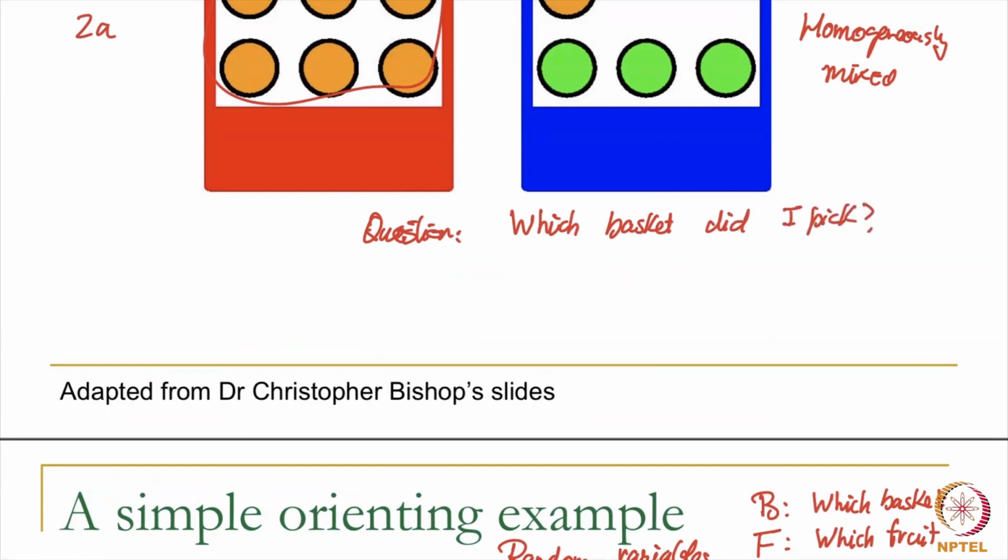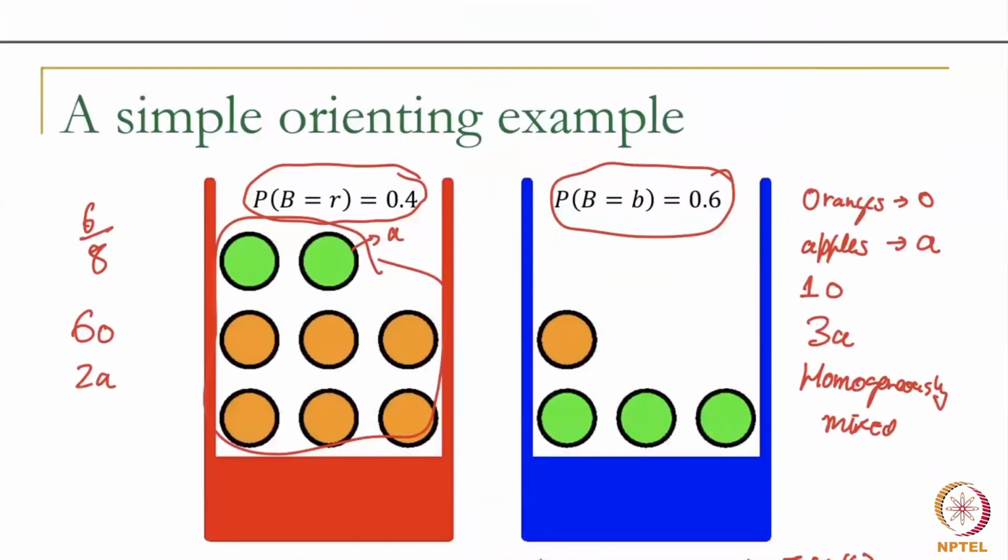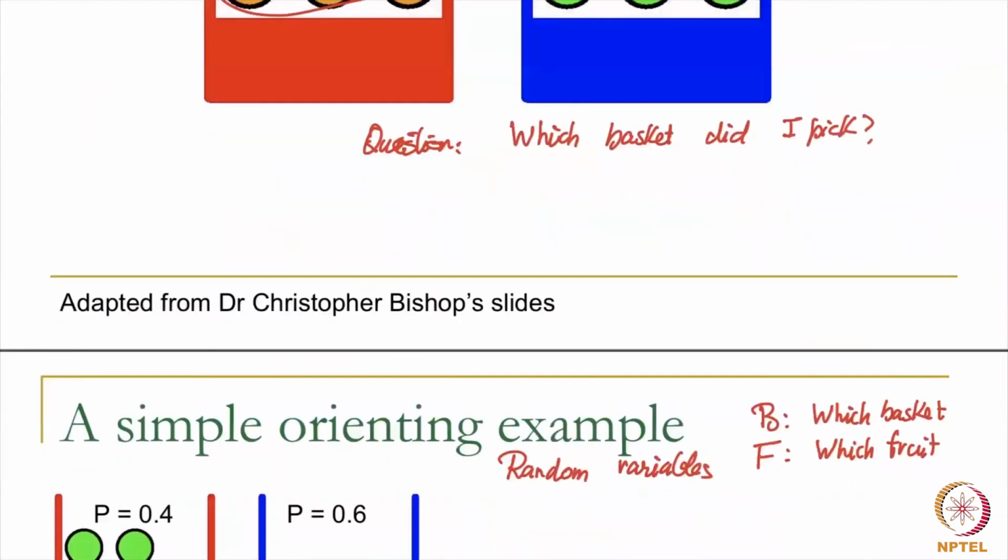Okay, randomly. If I just randomly touch something, I could ask which basket did I pick, and you know that you will pick by the numbers given here: the red basket with probability 0.4 and the blue basket with probability 0.6. Also, you could ask which basket did I pick, given that I picked an apple.